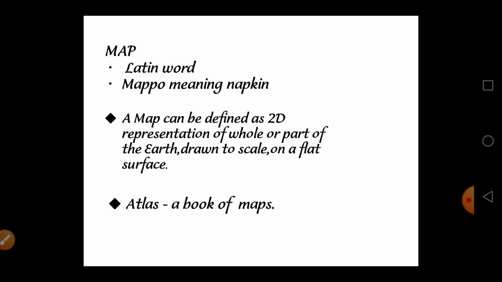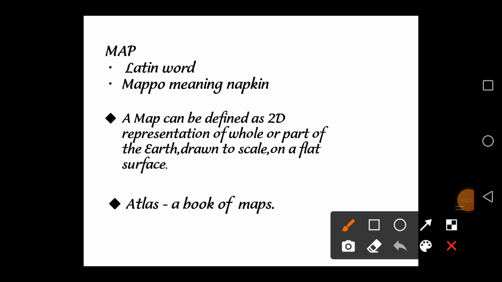First of all, what is a map? A map is a representation of the earth on a flat surface like paper. It can be defined as a two-dimensional representation of the entire earth or a part of the earth. The word map has been derived from the Latin word mappo, which means napkin.